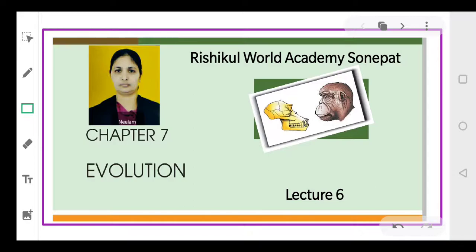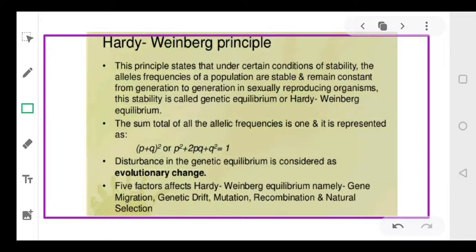And today we'll talk about a very important topic that is called the Hardy-Weinberg principle. Now, first of all, I'm explaining to you what it means, and then we'll see how exactly it works. So first, let's see what the Hardy-Weinberg principle is. As the name suggests, this was proposed by scientists named Hardy and Weinberg, and that is why it has their name, the Hardy-Weinberg principle.